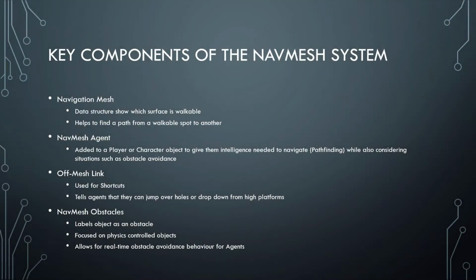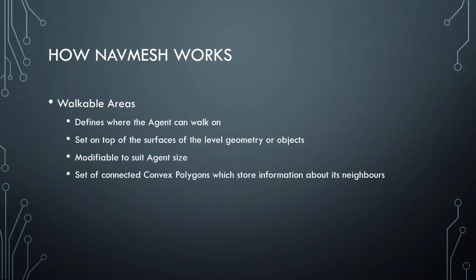Now that we know of the main components, let's quickly understand how the parts of the navigation system work. To begin navigating, the agent needs to know the areas that it can walk on. The navigation system defines this by laying out a nav mesh on top of surfaces of geometry or objects within the game world. A nav mesh defines the areas that an agent can stand or walk on and is also modifiable to suit their body specifications.